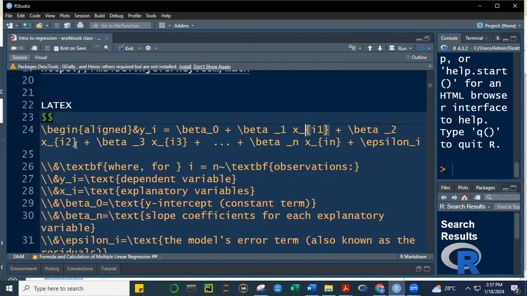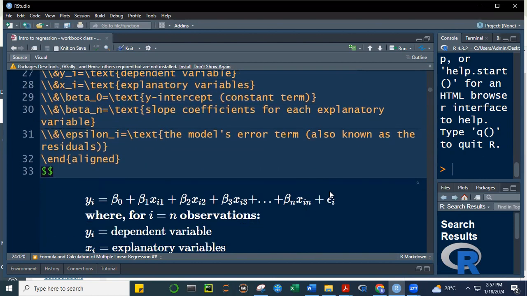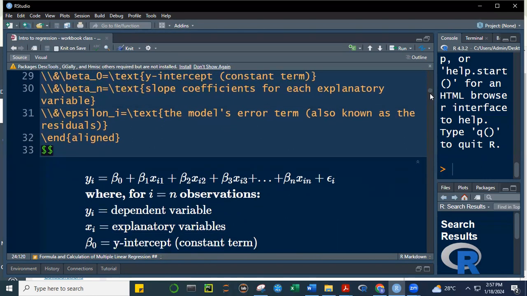Okay, beta 2, x2, beta 3, x3, and then plus, dot dot, plus beta underscore n, x sub I n, plus epsilon sub I. Take note of this, epsilon and underscore I. Okay, so this is it, class. All right, so what is this? Let's go to the equation.